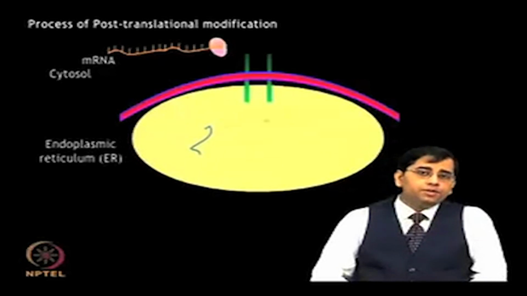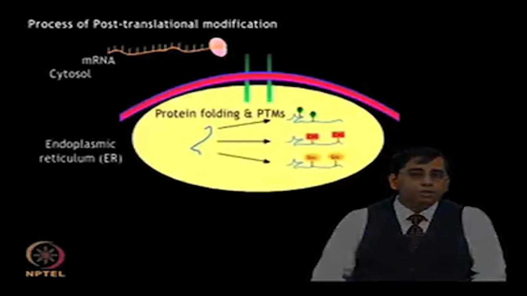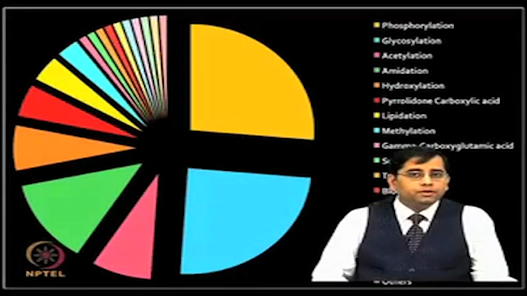Due to these modifications, the number of proteins is 3 orders of magnitude higher than the total number of genes encoded in the genome. There are several types of post-translational modifications that can take place at different amino acid residues. The most commonly observed PTMs include phosphorylation, glycosylation, methylation as well as hydroxylation and acylation.